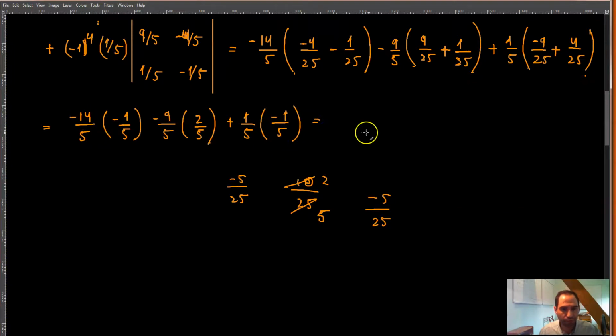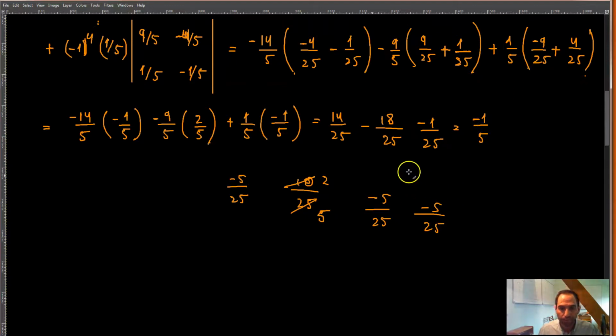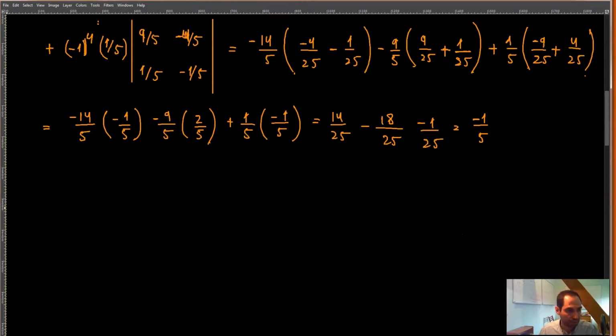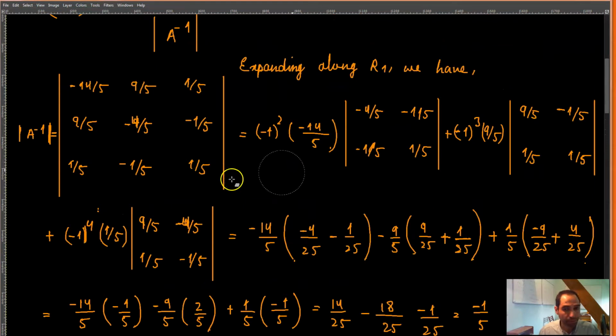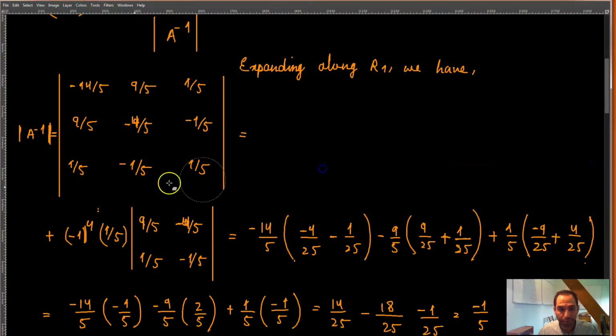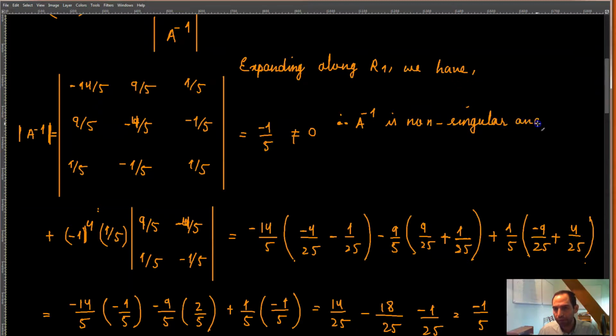Which is the same thing as positive 14/25, negative 18/25, negative 1/25. So negative 19 plus 14 is negative 5/25, which is equal to negative 1/5. So this basically shows that the determinant of inverse of A is negative 1/5, and that is not equal to 0. Therefore, A inverse is non-singular, and the inverse of A inverse exists.